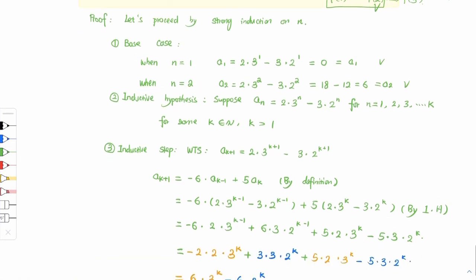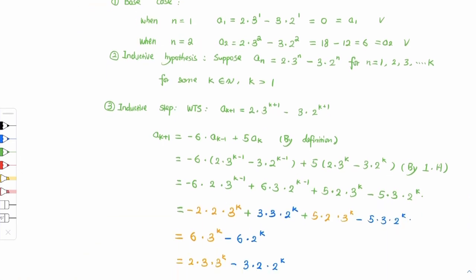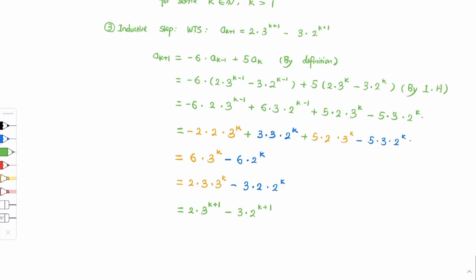Why do we need strong induction? Because here, okay, you need information of both A k and A k minus 1. Normal induction only gives you information about A k. You need strong induction to give you information about A k minus 1. So that's why we need strong induction. Let me just conclude. Therefore, by the principle of strong mathematical induction, P n is true for all n in the natural numbers.